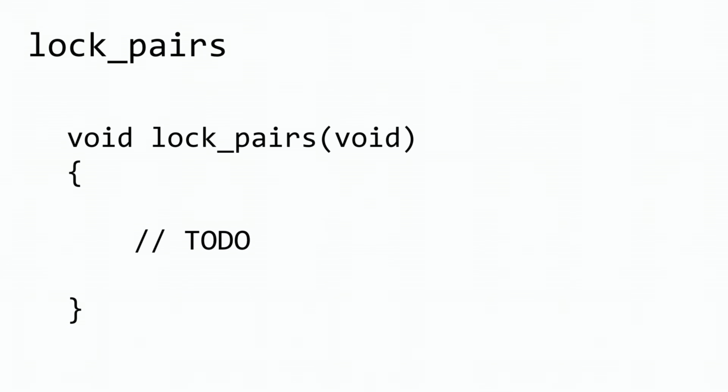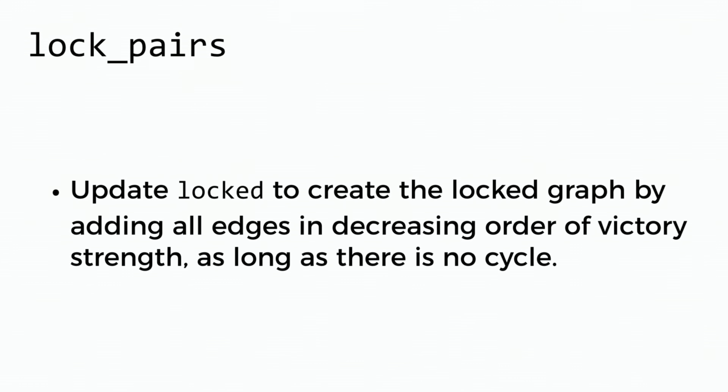The next function you'll write is the lock_pairs function. After you've sorted them, the last thing we need to do with the pairs is actually lock them in to this candidate graph. How are you going to do that? Well, you're going to update the locked two-dimensional array to create the locked graph by adding in all of the edges, going in order of decreasing victory strength, as long as there is no cycle. Remember that if you try and add an edge that would create a cycle in the graph, then you should skip it and move on to the next edge in the graph instead.